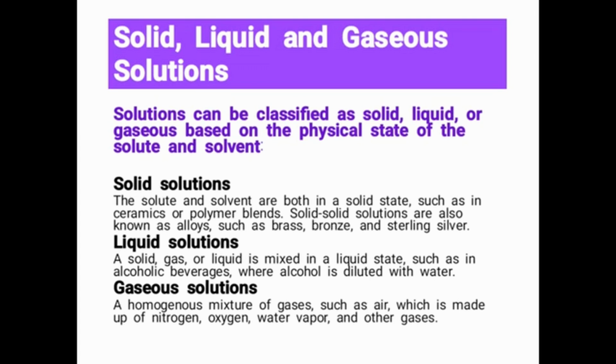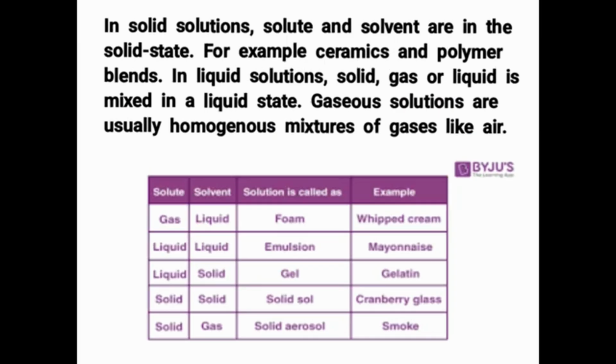An example of that is here. Here is a mixture of gases. You have some dissolved gases inside it, etc. So based on state of matter, you can have solid, liquid, and gaseous solutions. In solid solution, solute and solvent are in the solid state, like we have said. In liquid solution, a solid, liquid, or gas is mixed in a liquid state, and a gaseous solution is usually a homogeneous mixture of gases like air.